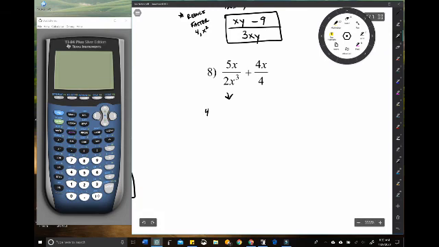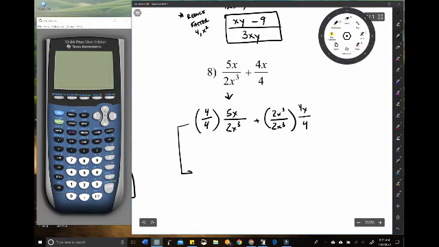First fraction's missing a 4, so I'll give it a 4 over 4. And multiplied by 5x over 2x to the third. Second fraction, so we're adding, is missing 2x to the third. So 2x to the third, 2x to the third, over 4x over 4. First fraction is then 20x, all over 8x to the third. Second fraction is 8x to the fourth, over 8x to the third. These are the same, so we're in good shape.